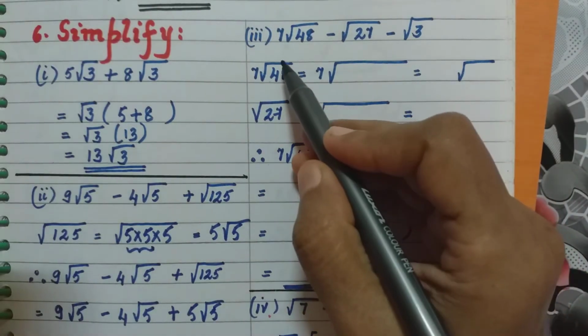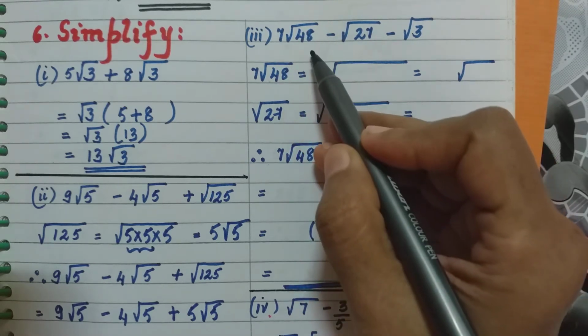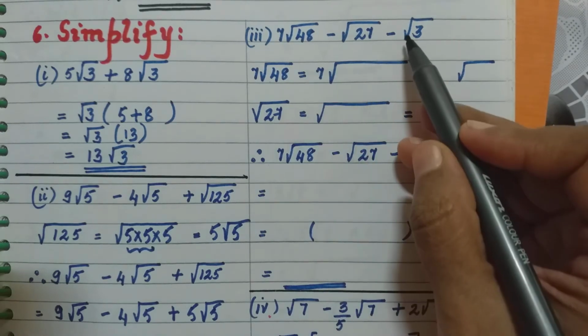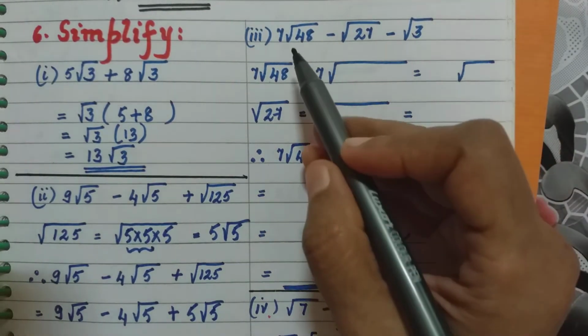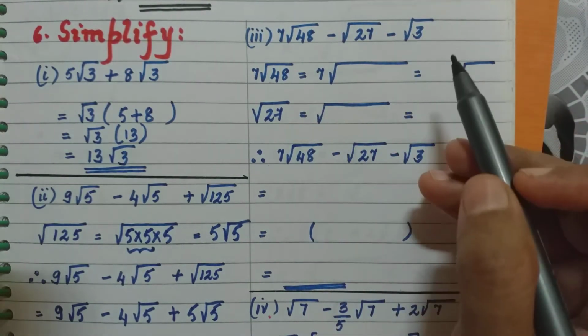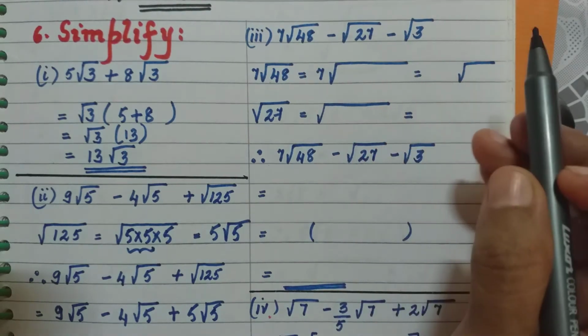Now let us go to the third question. What is it? 7 square root 48 minus square root 27 minus square root 3. Now see this question, you see the orders are the same, 2, 2 and 2. But all the radicands are different. One is 48, one is 27, one is root 3.